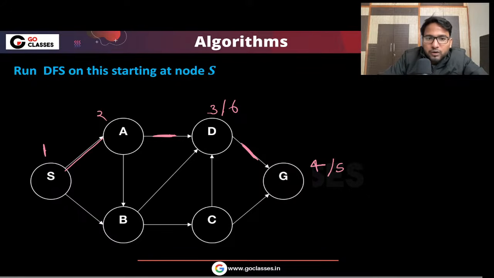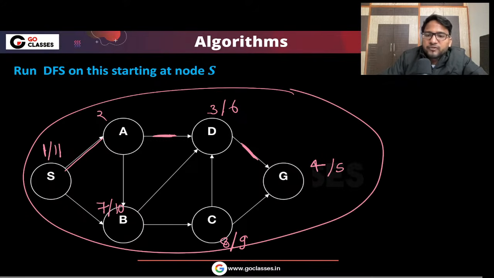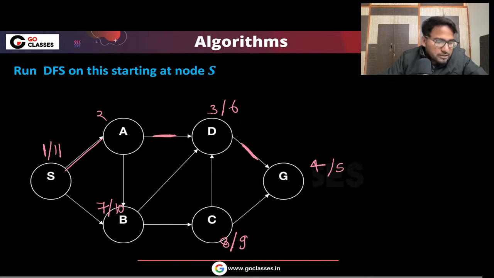Now at D also you need to backtrack, because there is no outgoing edge. At A you can go here, so at 7 you are going here. Now at 8 you are going here. Now there are no more unvisited nodes, so you need to backtrack, 9. From here also you need to backtrack, this is 10, and then this will be 11, right? So that's how you can write the discovery time and the finish times.